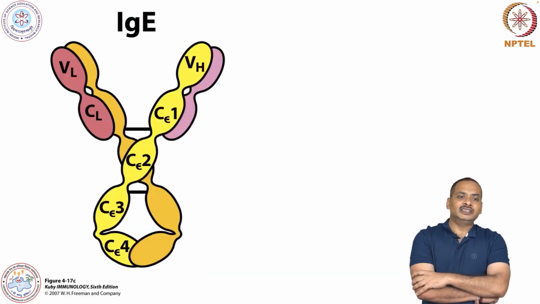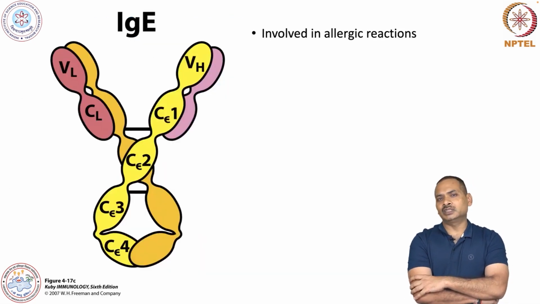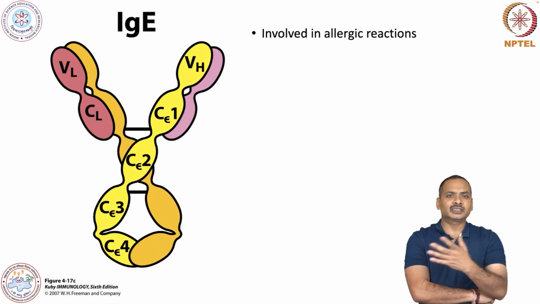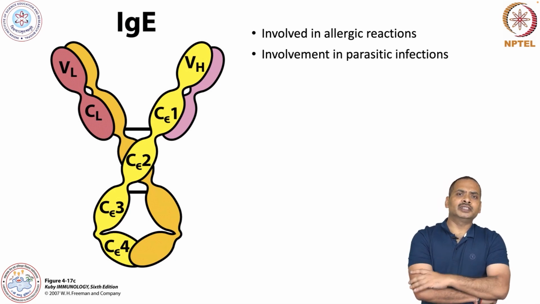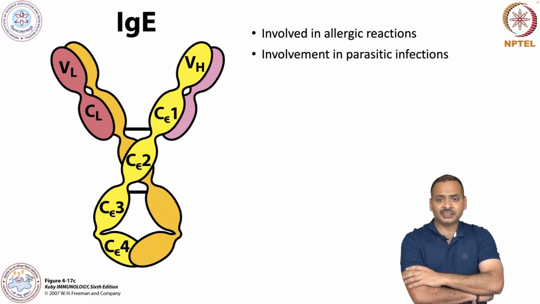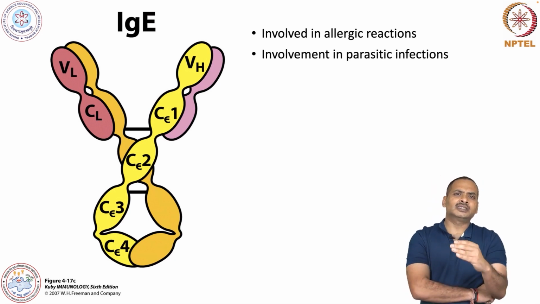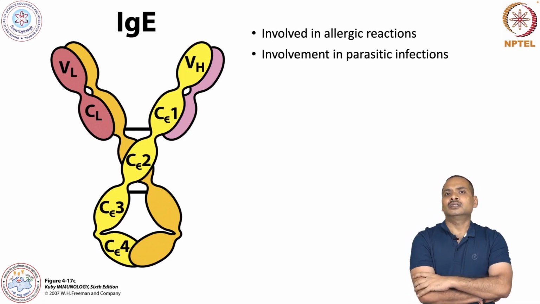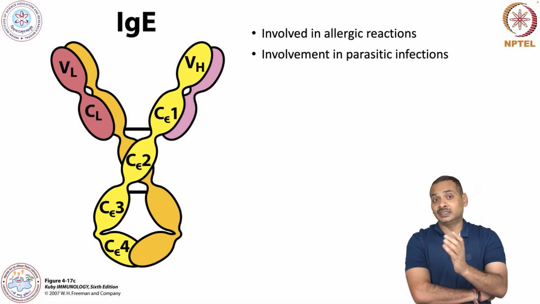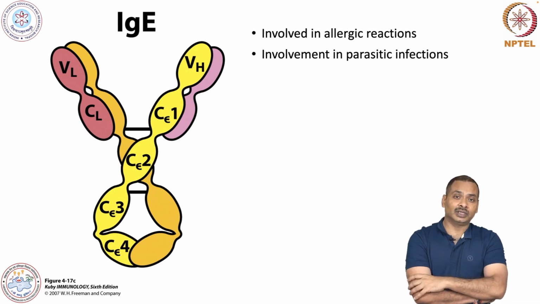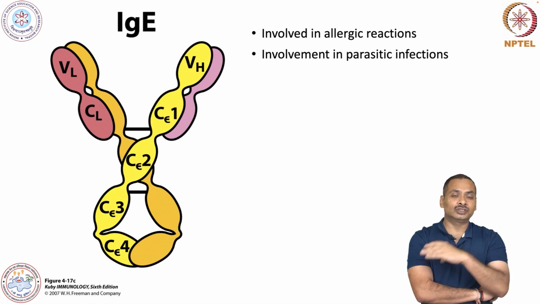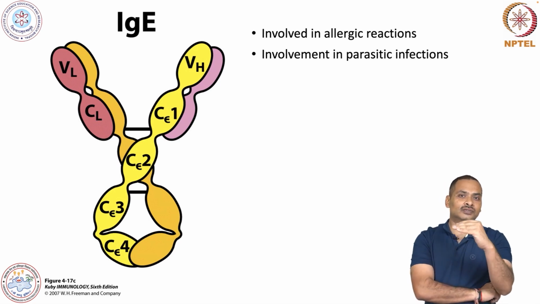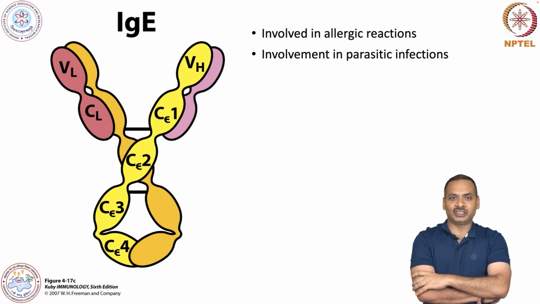Last is IgE. So IgE is basically involved in various kinds of allergic reaction. It is involved in parasitic infection. Basically this is increased during parasite infection, and at that time there is an increase in eosinophils also, and that condition we call eosinophilia. This eosinophilia is a kind of marker for allergy or parasite infection.